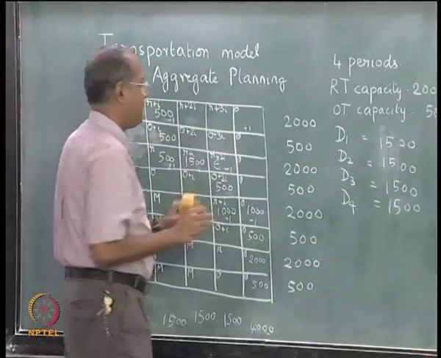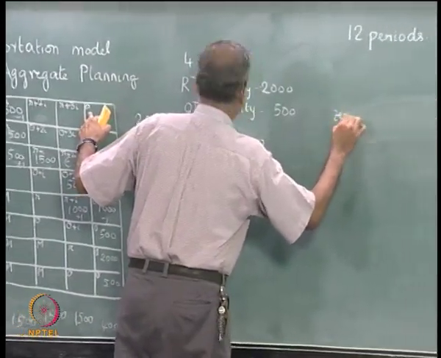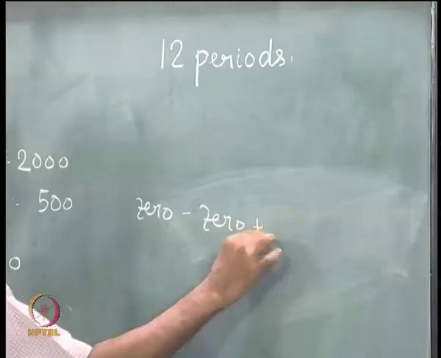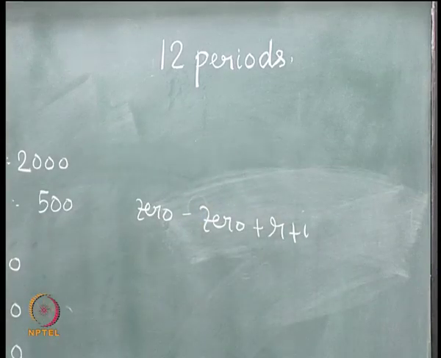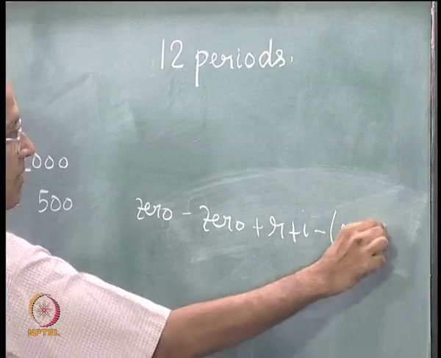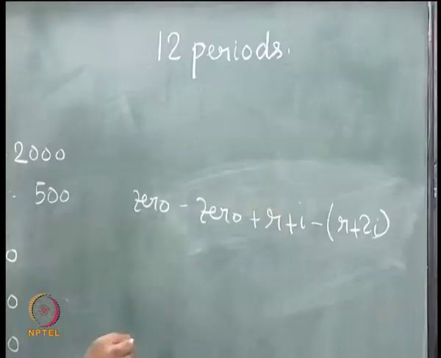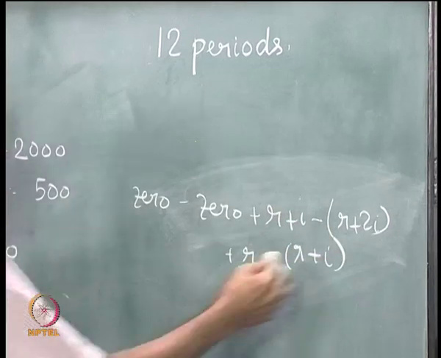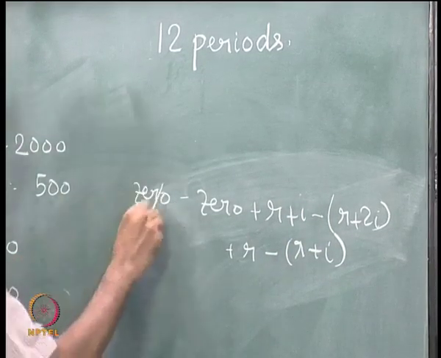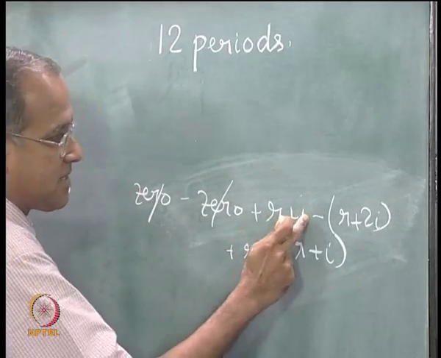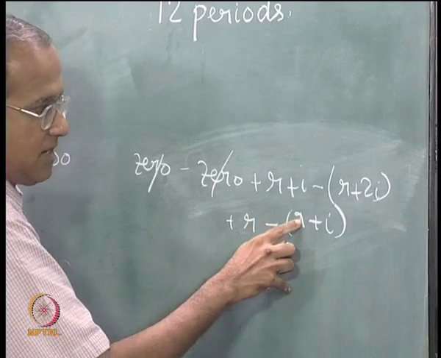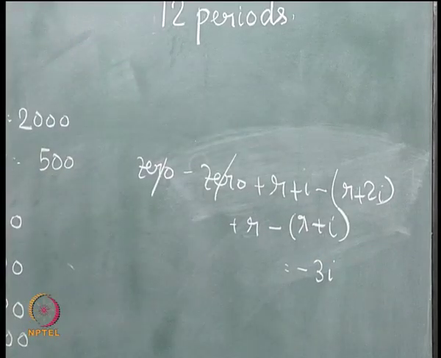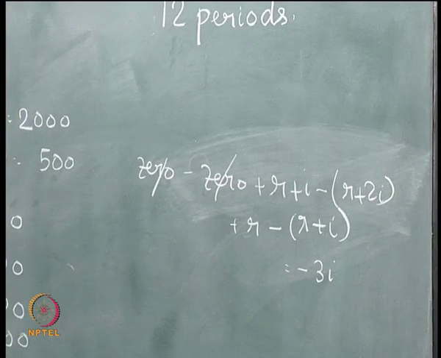Now, the net will be plus 0. Here I have to be very careful because some values involve 0, some values involve O. So, I am going to write it as plus 0, minus 0, plus r plus I, minus r plus 2I, plus r minus r plus I. So, r minus r plus r minus r is 0, and I minus 2I minus I is minus 3I. So, this gives us a non-zero value.